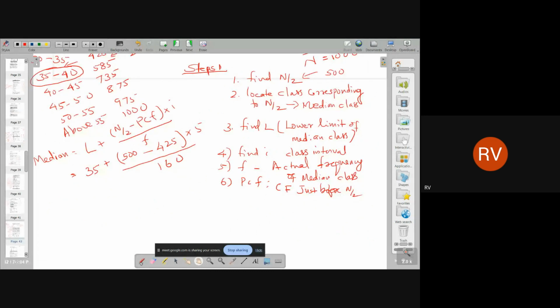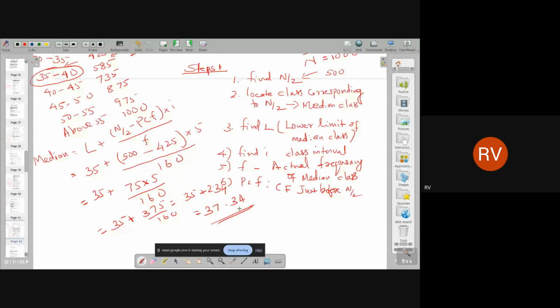That is 35 plus 75 into 5 divided by 160. That is 35 plus 375 by 160. 375 divided by 160 is 2 point something, actually 2.34. That is equal to 37.34. That is, the median value is 37.35.